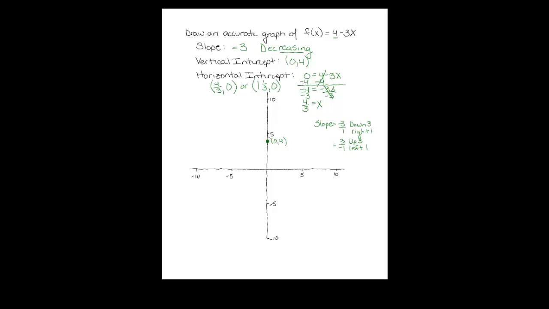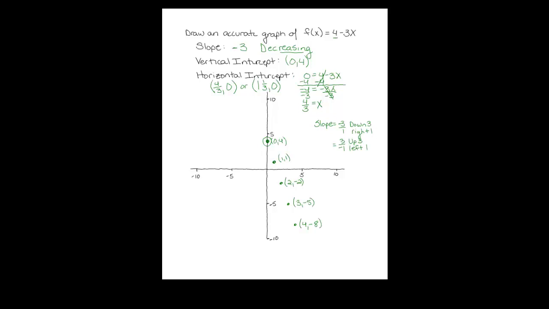So from our starting point, from this point 0, 4, I'm going to start by going down 3 and right 1. So down 3, right 1. That gives me a point right here. The coordinates are 1, 1. And you can do it again. So from 1, 1, going down 3, right 1. Now we're at 2, negative 2. Go down 3, right 1. Now we're at 3, negative 5. Down 3, right 1. Now we're at 4, negative 8.